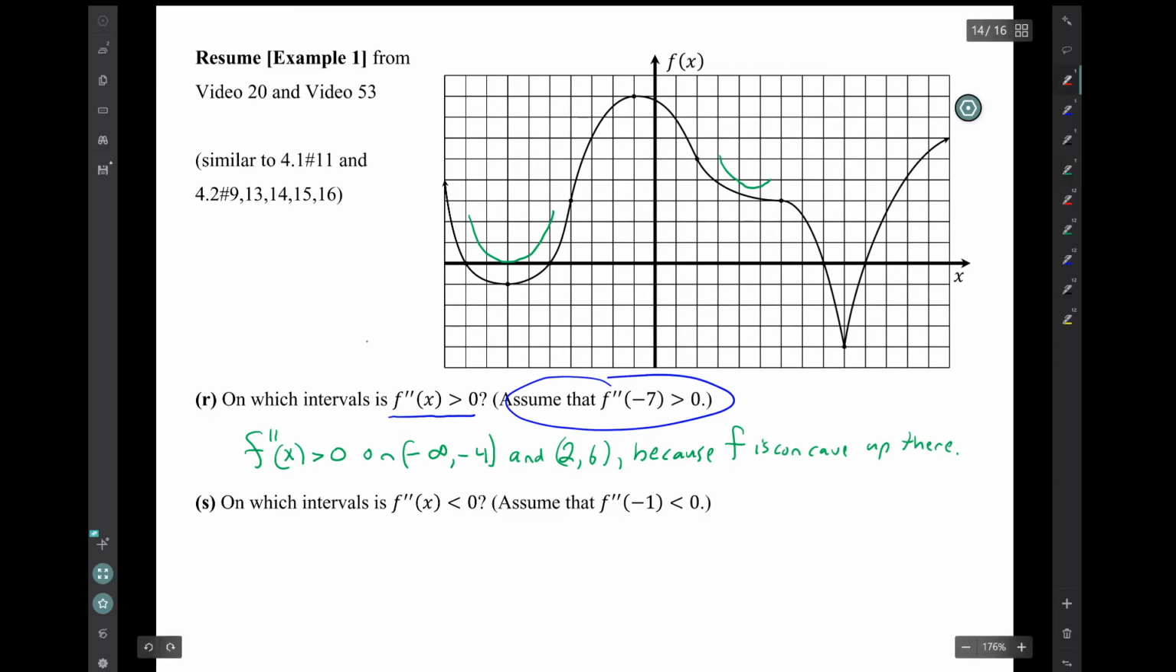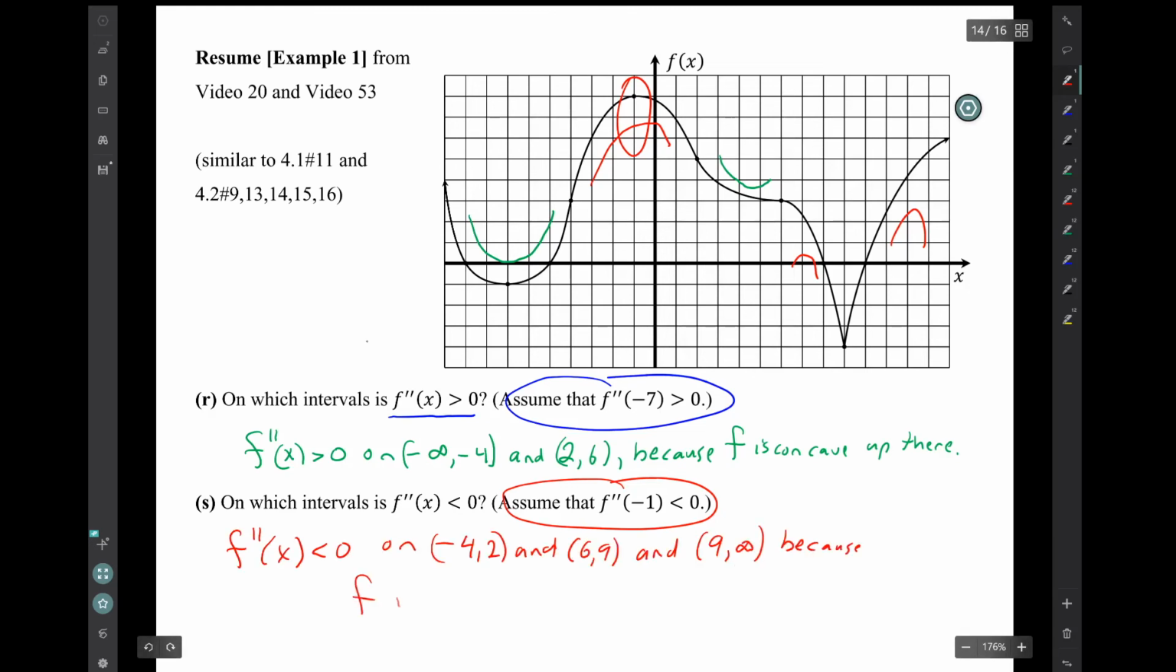Question S, on which intervals is f double prime negative? Well, we're supposed to think about these chunks of the graph that are concave down. And again, here's this troubling spot where it looks like the graph is clearly concave down. We're not positive that that means that f double prime is negative, but actually we're told to assume that. So the answer we're supposed to give is f double prime is negative on those three intervals. Let's go on.